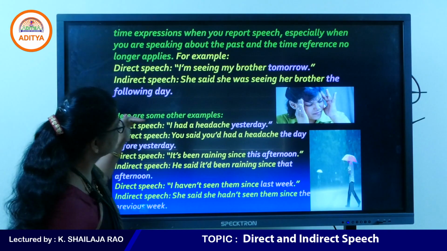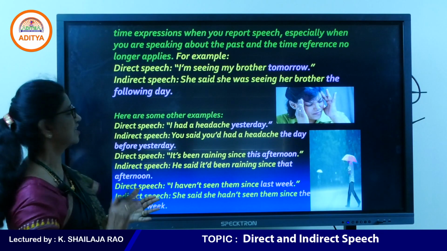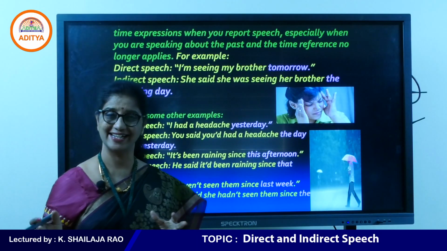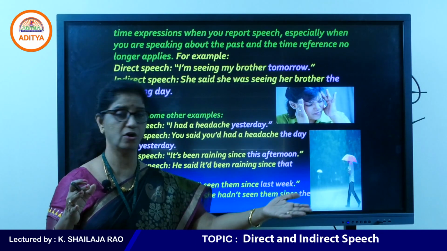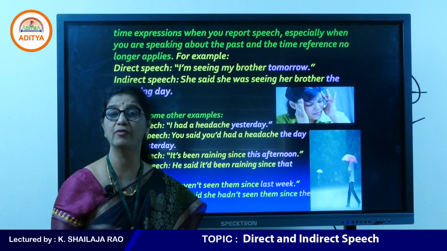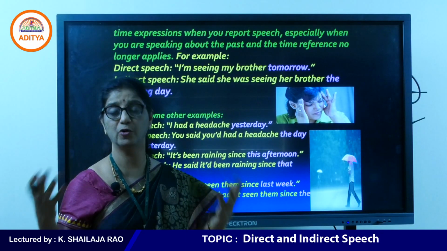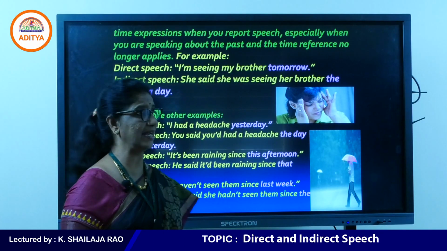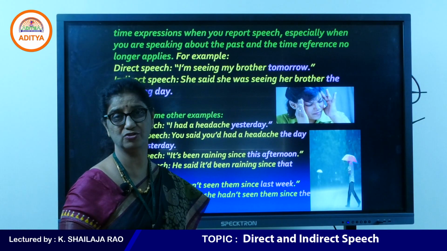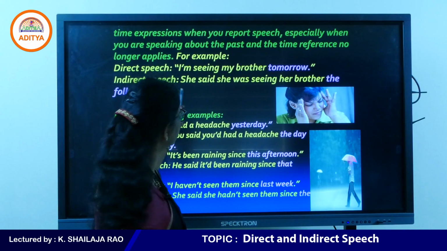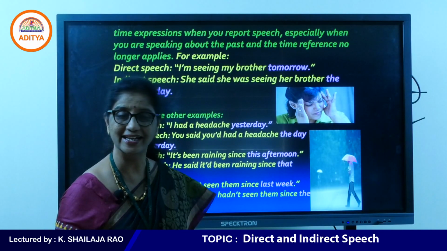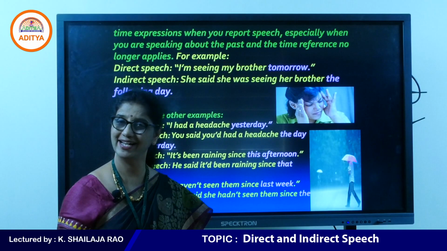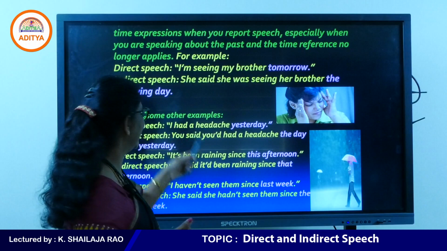Similarly, "I am seeing my brother tomorrow." When we are talking about some time, past or future, how do we do it in indirect speech? When somebody is speaking directly, "I'm going to come tomorrow." When this is being reported to somebody else, how do you change the words? How do you report these words? Let's see with examples. "I'm seeing my brother tomorrow." If I go back and tell somebody the next day that I'm going to see my brother tomorrow, it will not be right. So you probably have, she said she was seeing her brother the following day. Tomorrow could be the following day or the next day. Similarly, "I had a headache yesterday."